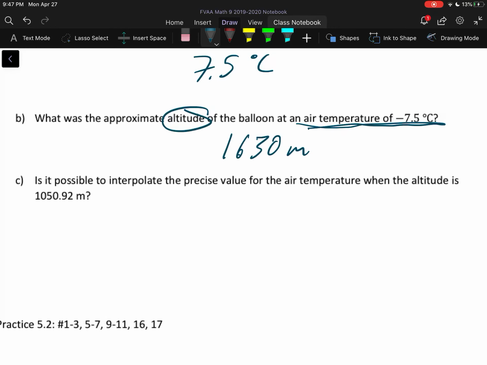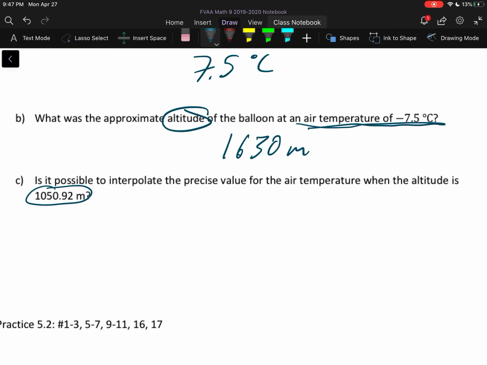All right. So C, is it possible to interpolate the precise value for the air temperature when the altitude is exactly 1,550.292 meters? What do you think? Yes or no? I can hear you. Just say yes or no.